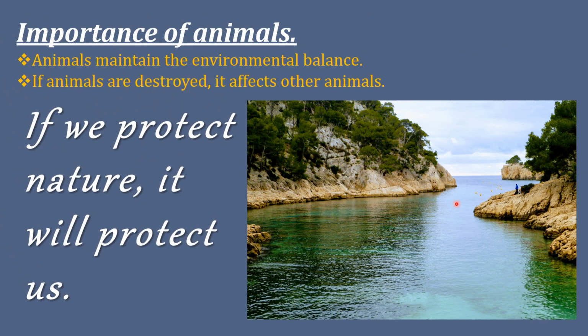Importance of animals. Animals maintain the environmental balance. If animals are destroyed, it affects the other animals. How does it affect the other animals, children? Because all animals are not herbivorous, isn't it? Some animals are carnivorous. What are carnivorous? Carnivorous means eating other animals, isn't it? Yes or no, children? Have you seen in the previous class? What is carnivorous?